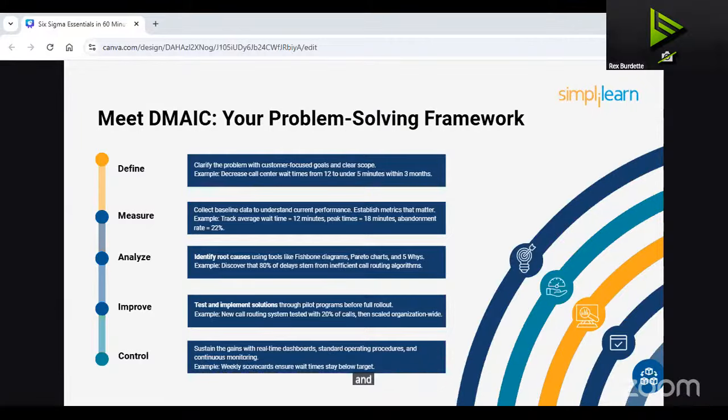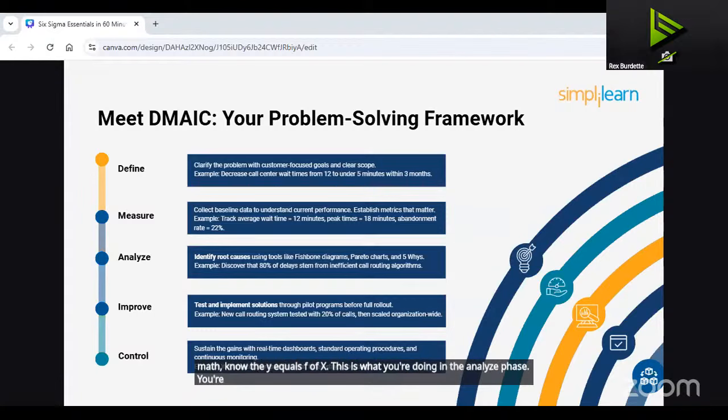And root causes are the X's. If you've ever heard of or you've done enough math to know that Y equals F of X, this is what you're doing in the analyze phase. You're collecting X's and you're saying which one of these X's is most likely to be causing this Y. There may be more than one. We'll talk about that in a few minutes. But there may be more than one, but you collect your X's here.